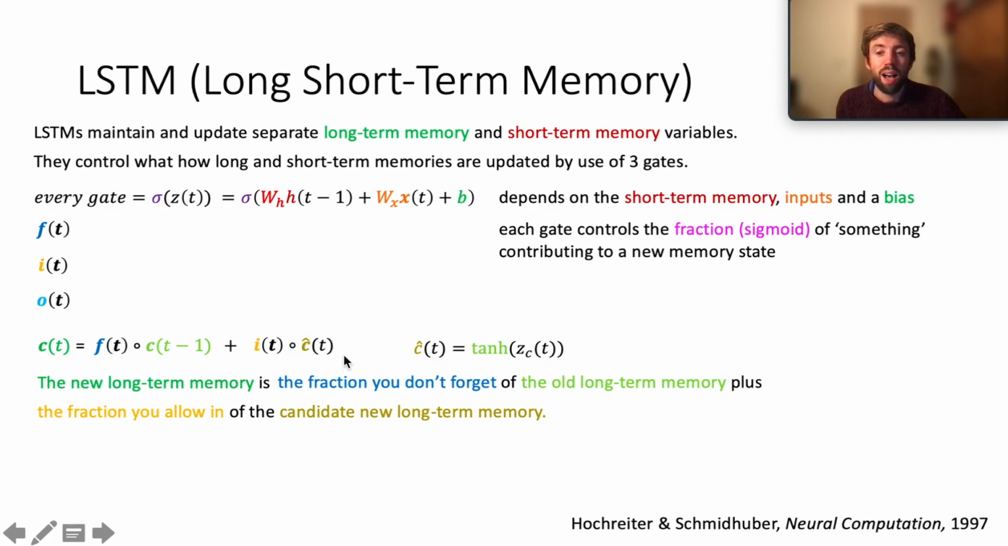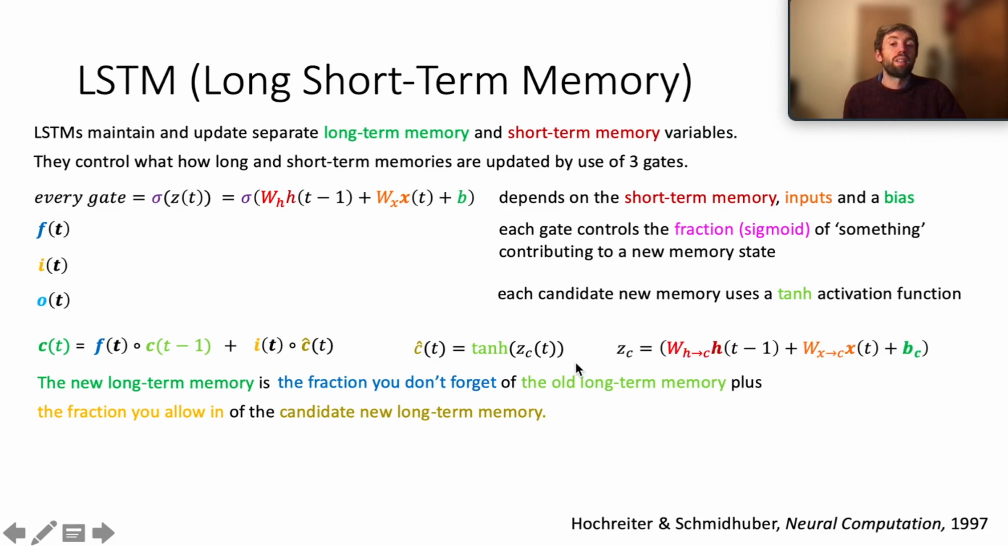And this new candidate long-term memory is itself a tanh of the inputs at the current time point from recurrent and external sources. So the equation to propose the candidate new memory is exactly the same as for the gates, except it uses a tanh activation function instead of a sigmoid.